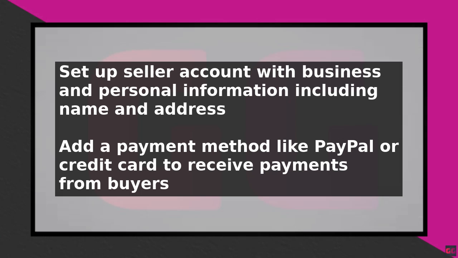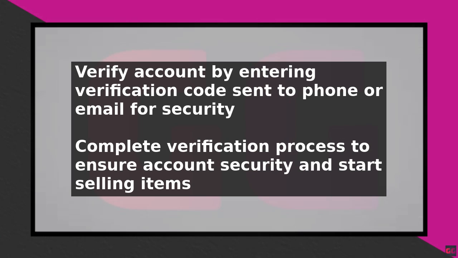After verifying your account, you can start listing your items for sale. Take clear and well-lit photos of your items and write detailed descriptions. Set competitive prices by researching similar items on eBay. Choose the right category and shipping options for your items.